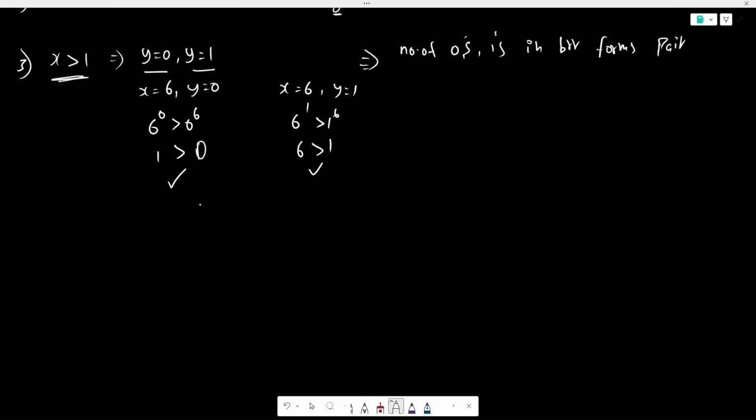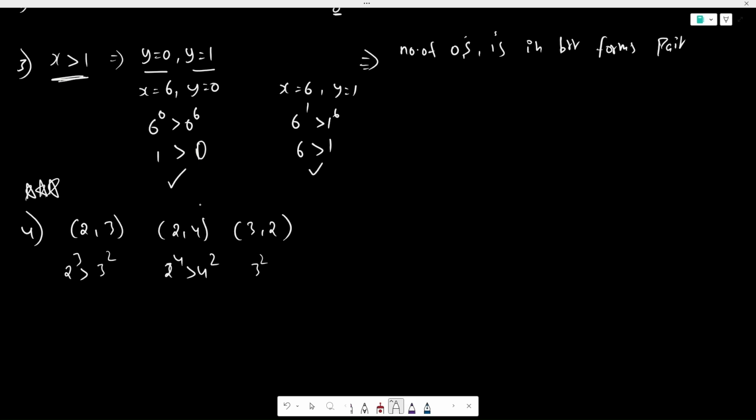So apart from that, there are only a few small exceptions, that is, 2 comma 3, 2 comma 4, and 3 comma 2. So these three are important special pairs. Even though, see, 2 cube and 3 square, 2 power 4 is greater than 4 square, and 3 square is greater than 2 cube. So in this case, if you see here, is 8 greater than 9?